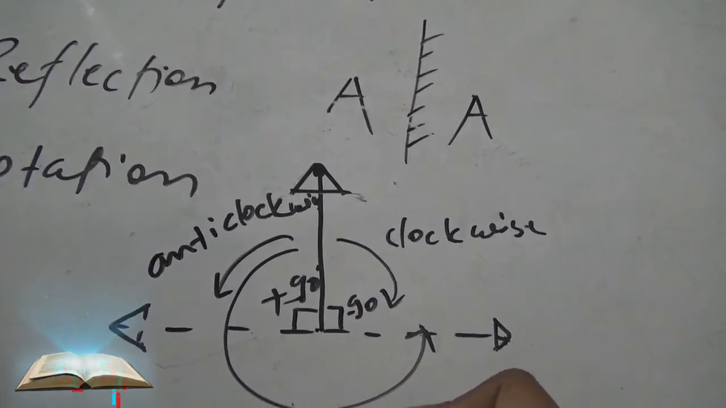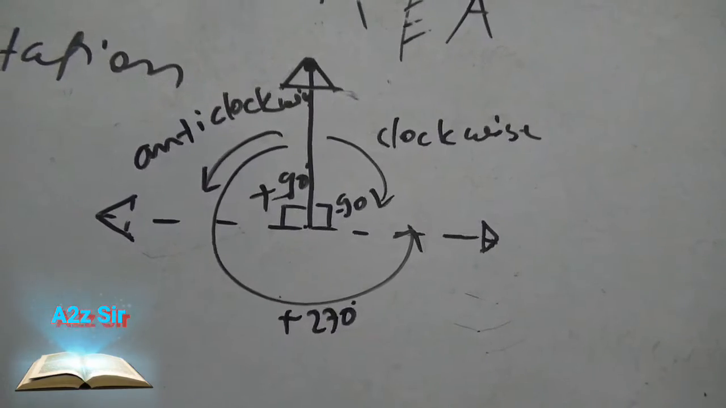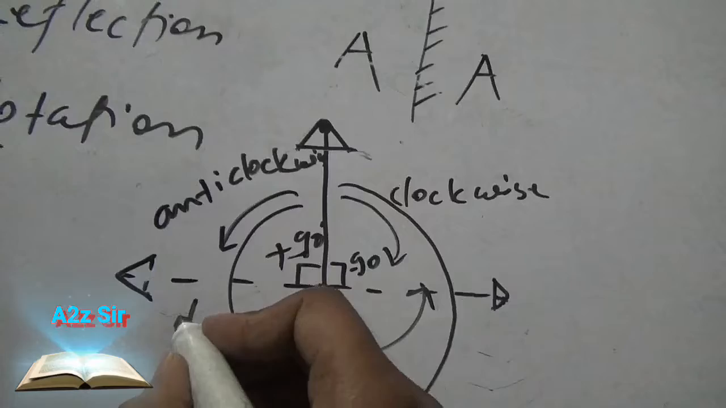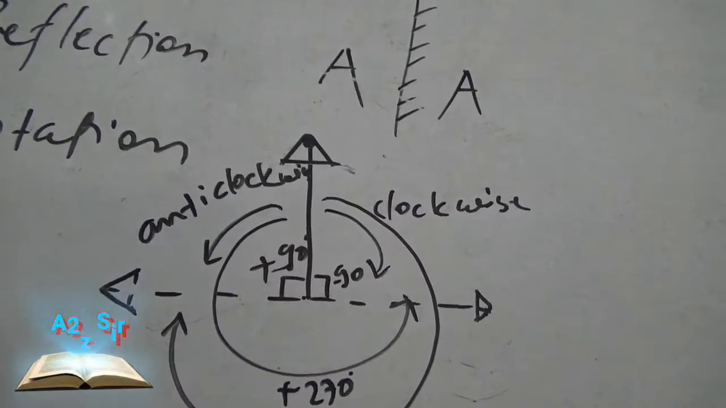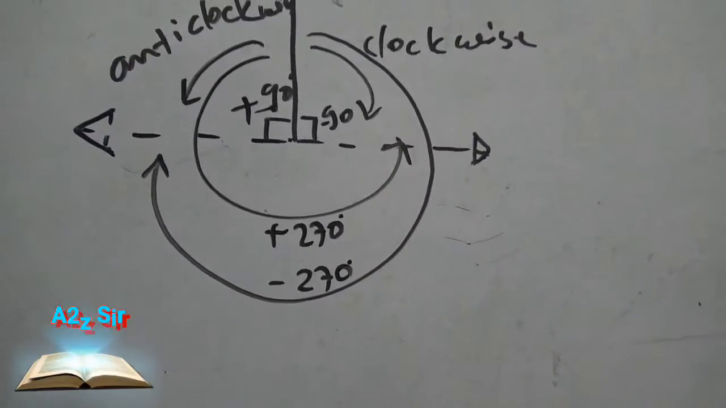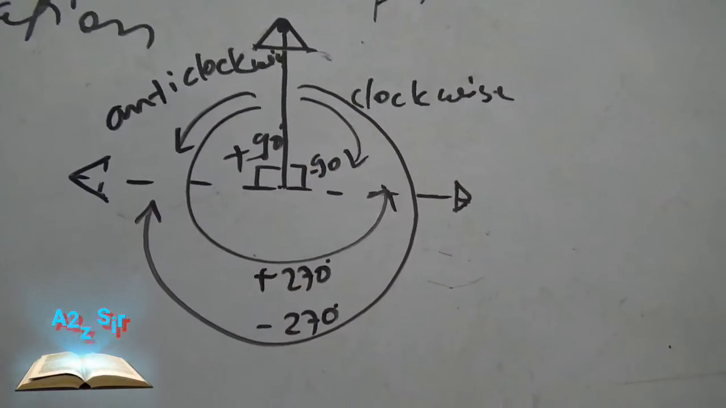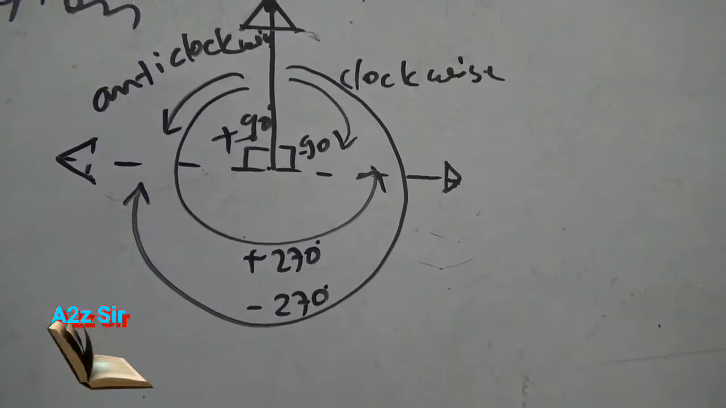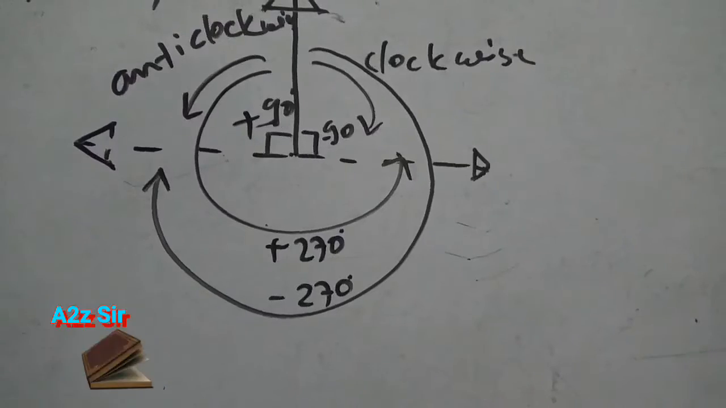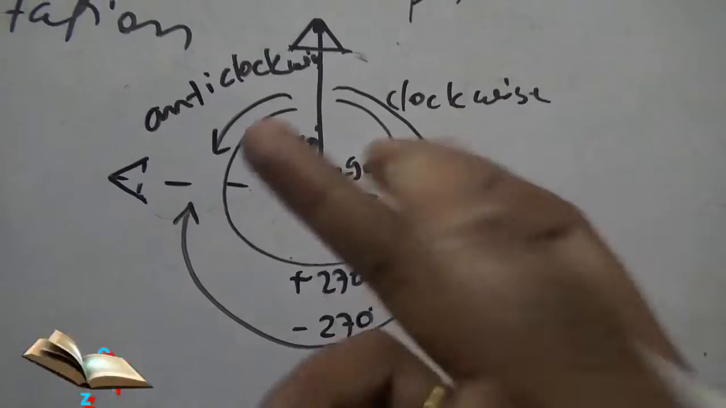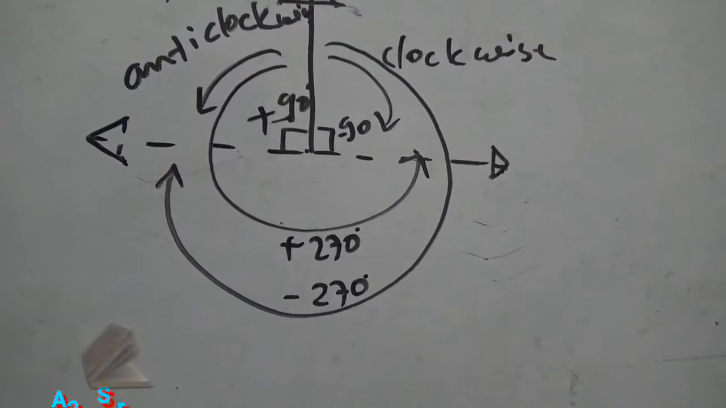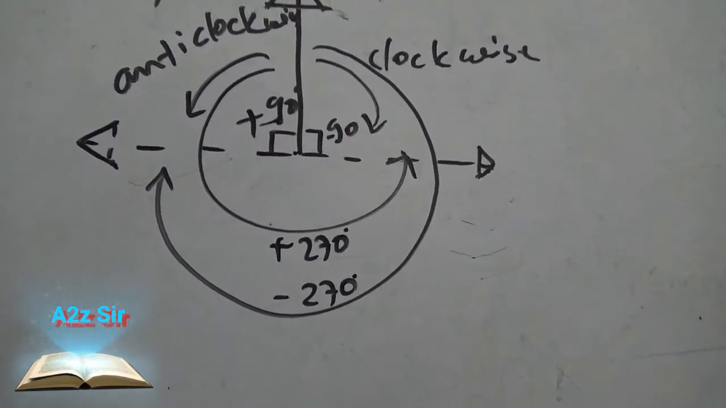Or simply this one is plus 270 degree, or this one becomes a minus 270 degree. So anti-clockwise is positive, and clockwise is negative, and in this way the rotation is held.